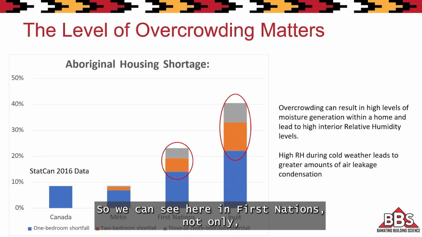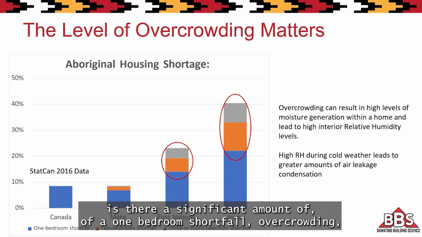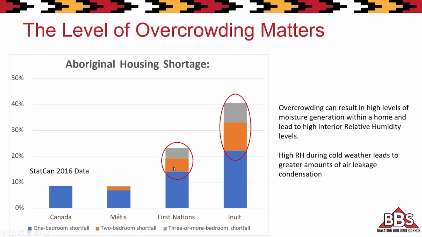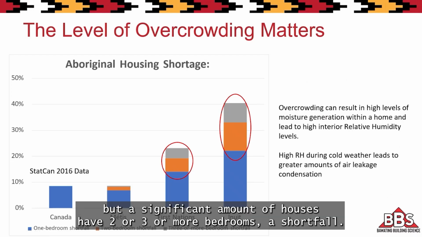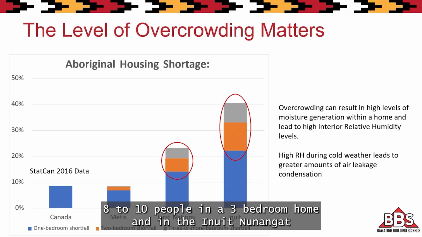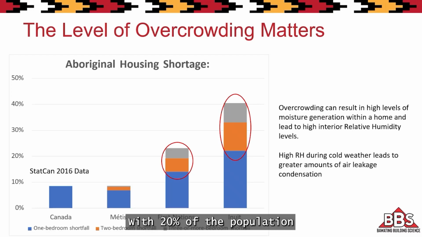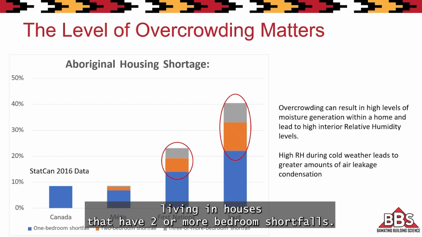So we can see here in First Nations, not only is there a significant amount of one-bedroom shortfall overcrowding, but a significant amount of houses have two or three or more bedrooms shortfall. So we can imagine that's when we start to talk about 8 to 10 people in a 3 bedroom home. And in the Inuit Nunangat on the right, we see these issues are even more extreme, with 20% of the population living in houses that have 2 or more bedroom shortfalls.